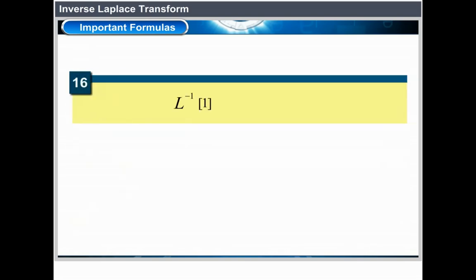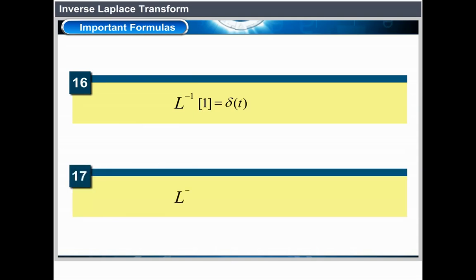Number 16. L inverse of 1 equals delta of t. Number 17. L inverse of s square by (s square plus a square) the whole square equals 1 by 2a into sin at plus at into cos at.